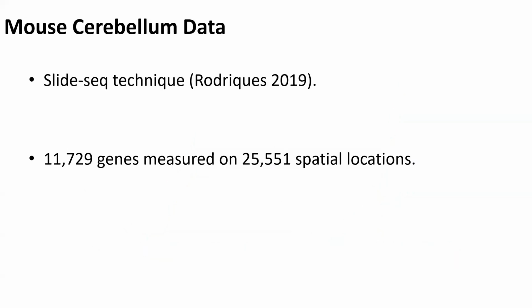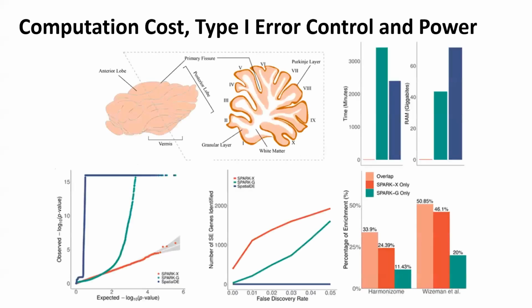So we can look at some example data sets. One is the Marcel-Baron data, the Slide-seq data, which measured 11,000 genes on 25,000 spatial locations. So in this data, you can see that in terms of computational cost, SPARK-X is very low. RAM cost is also extremely low. And you can look at type 1 error control.